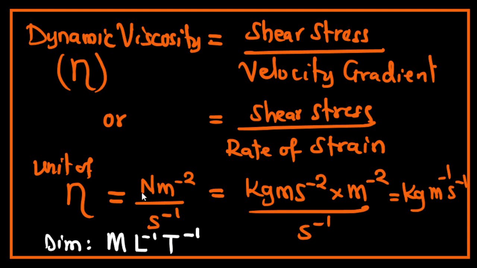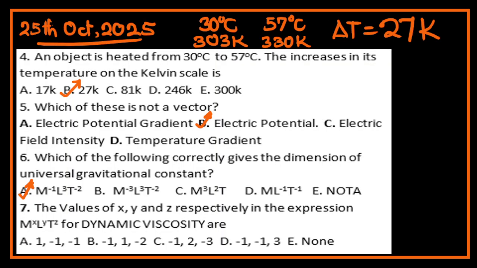If we go back to that question, it's telling us M raised to the power of x, L raised to the power of y, and T raised to the power of z. Since we know that we have M raised to 1, L raised to minus 1, and T raised to minus 1, the only answer that aligns there is Option A. You get that? So now let's pick the next question.